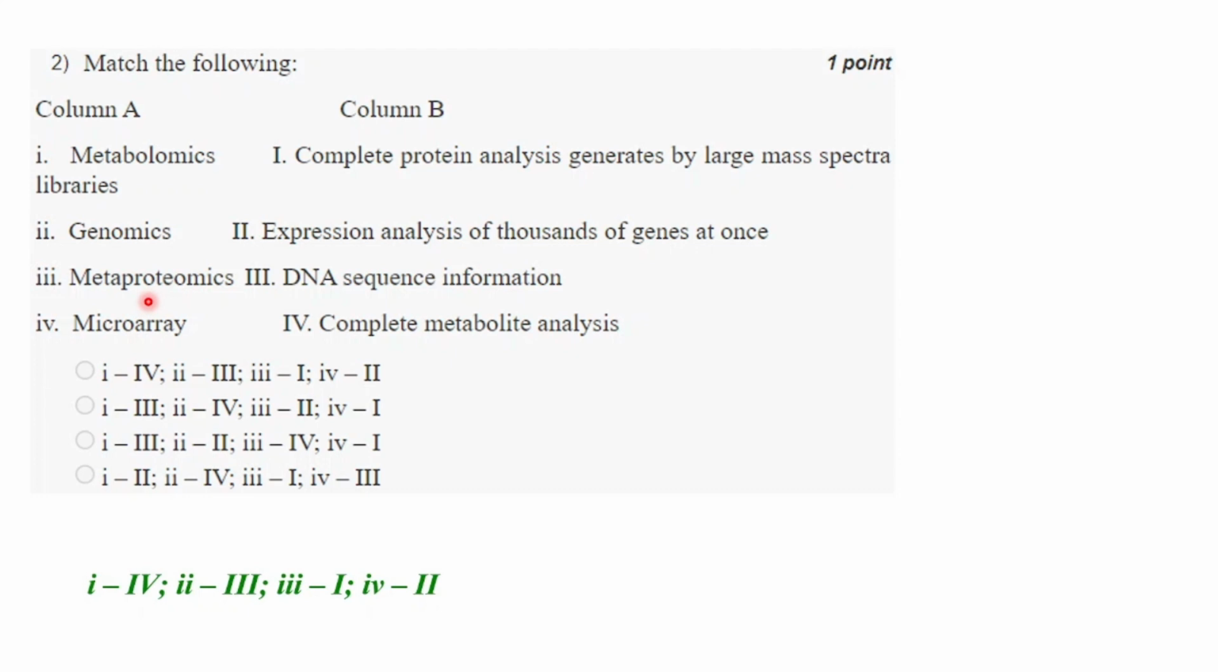And this may involve filtering, centrifugation, or other methods to concentrate the microbial cells. Then there is protein extraction and separation. The next step is to extract proteins from microbial cells and separate them by molecular weight or isoelectric point using techniques such as gel electrophoresis or liquid chromatography. Then is protein identification. The separated proteins are then digested into smaller peptides and analyzed by mass spectrometry to identify the individual proteins.